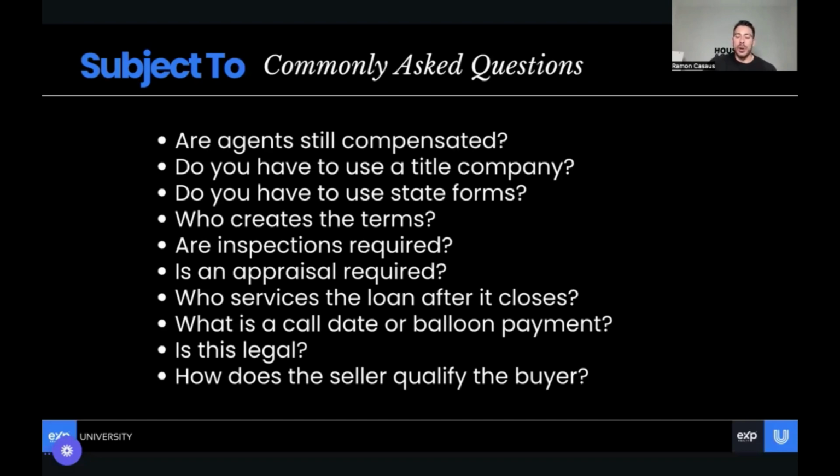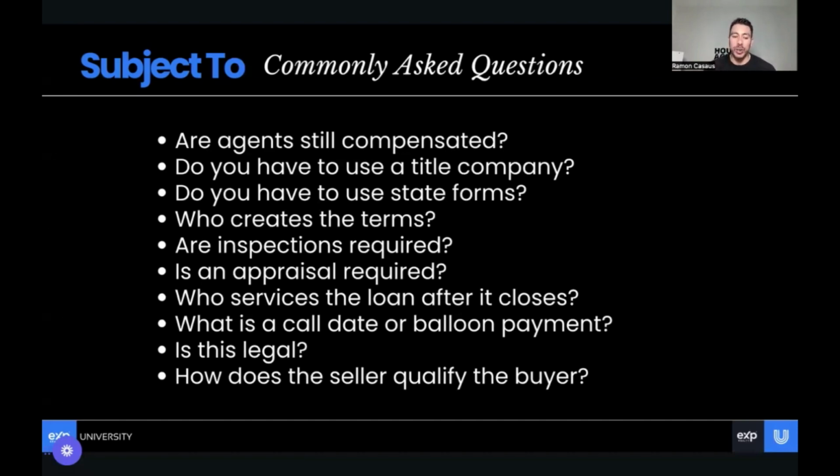What is a call date or balloon payment? It doesn't change from seller finance to subject to. At some point, the buyer is going to have to pay off in total the current debt on the property. So it could be 1 year, it could be 5 years, it could be 10 years, it could be 30 years. It just depends on what the buyer and seller agree upon. But yes, there's going to be some type of call date or balloon payment in a subject to style transaction.